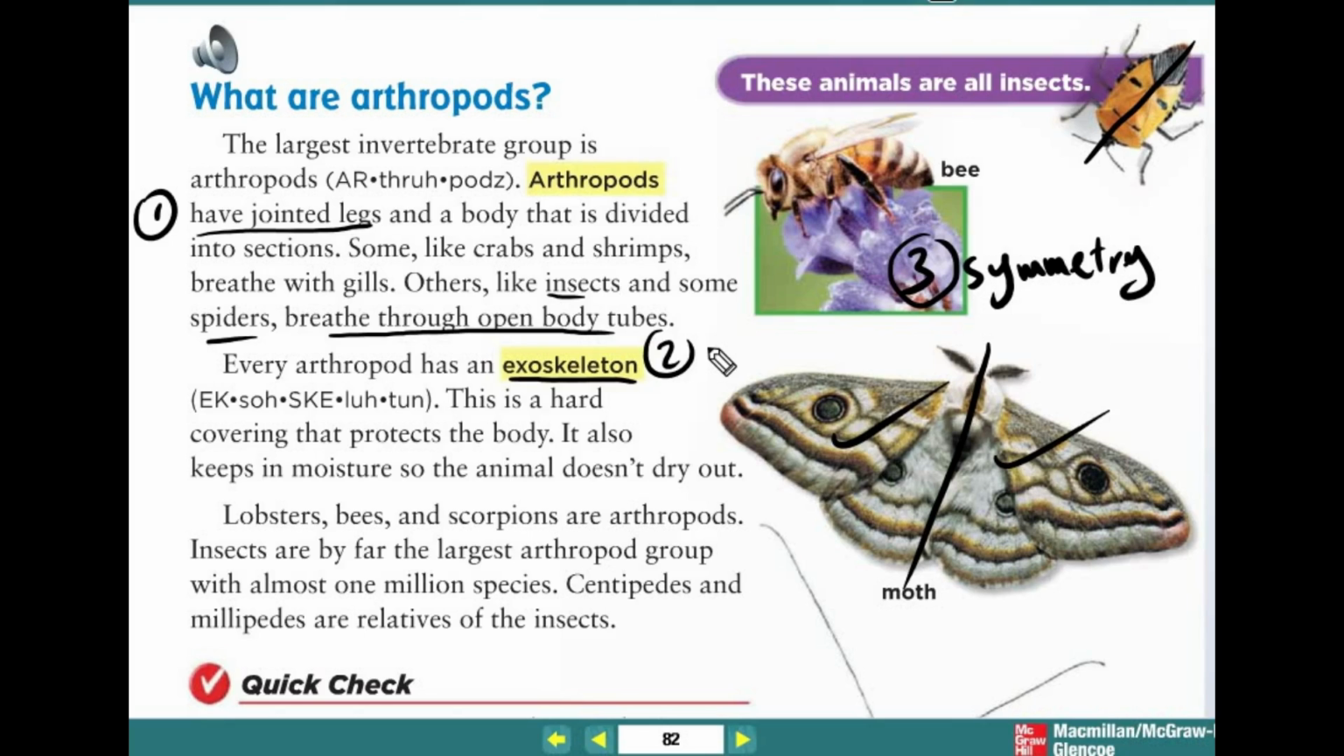But on the other hand, if other arthropods live under the water, like shrimps or crabs, they breathe by gills. Like all fish breathe by gills also, but of course fish are vertebrates. But here, the shrimps and crabs are invertebrates.